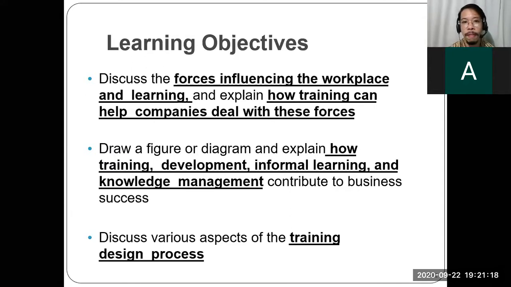The second objective is that you need to explain how training and development, informal learning, and knowledge management contribute to business success. Training and development itself is just a part of the whole business success. For those who are planning to build their business, and I know some of you in this class are already in business, you will now know how crucial it is to have training and informal learning, as it contributes to the whole success of the business.